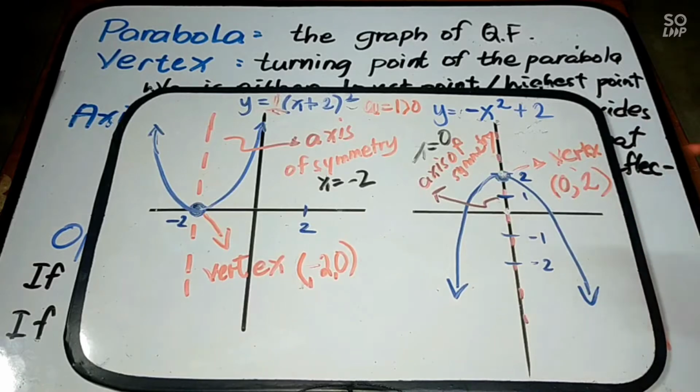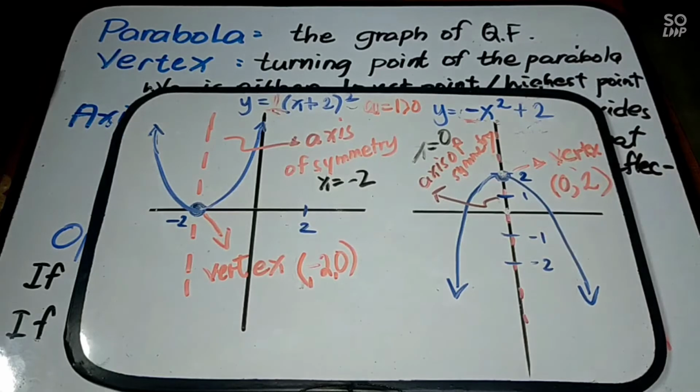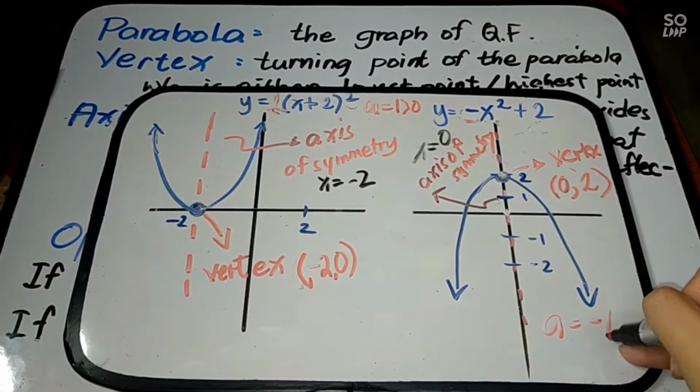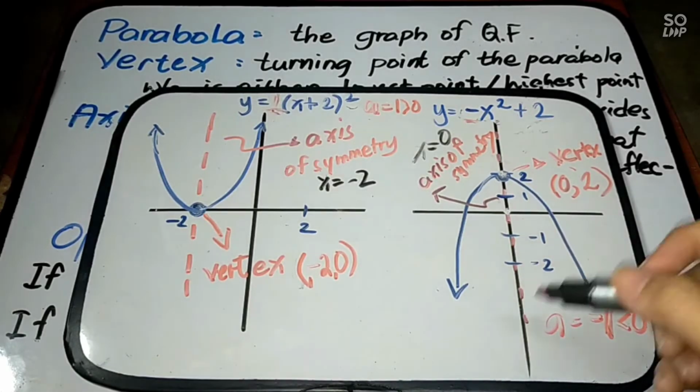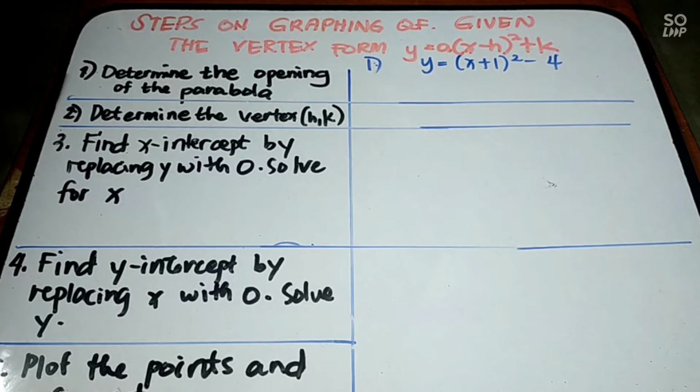Why does it open downward? What is beside your x now? Beside your x is a negative sign. There is no numerical coefficient, therefore the numerical coefficient is an invisible 1. So, your a here is negative 1. Since negative 1 is less than 0, it opens downward. Is it clear? Let's move on to the steps on graphing quadratic functions given the vertex form, y equals a times (x minus h) squared plus k.